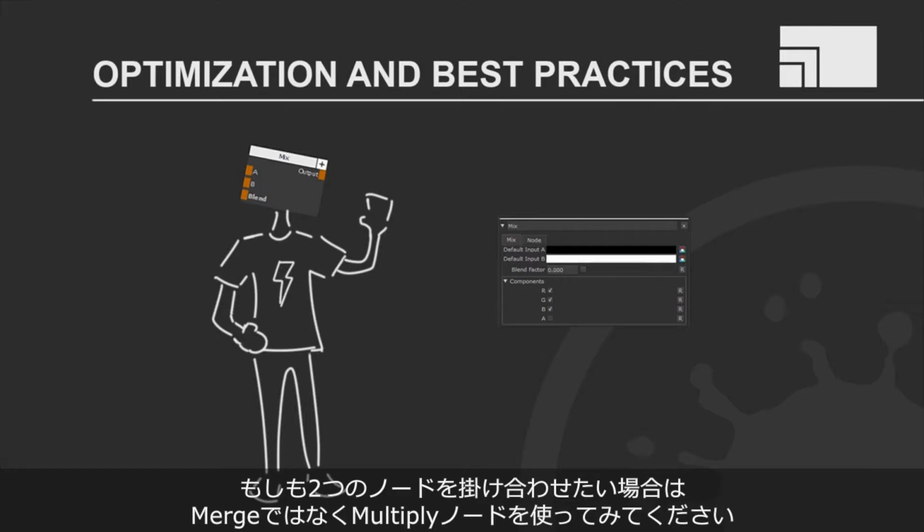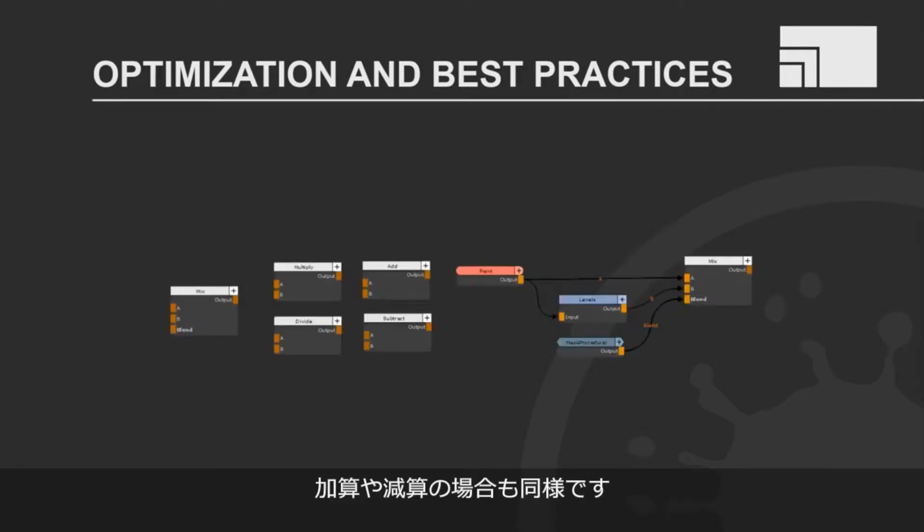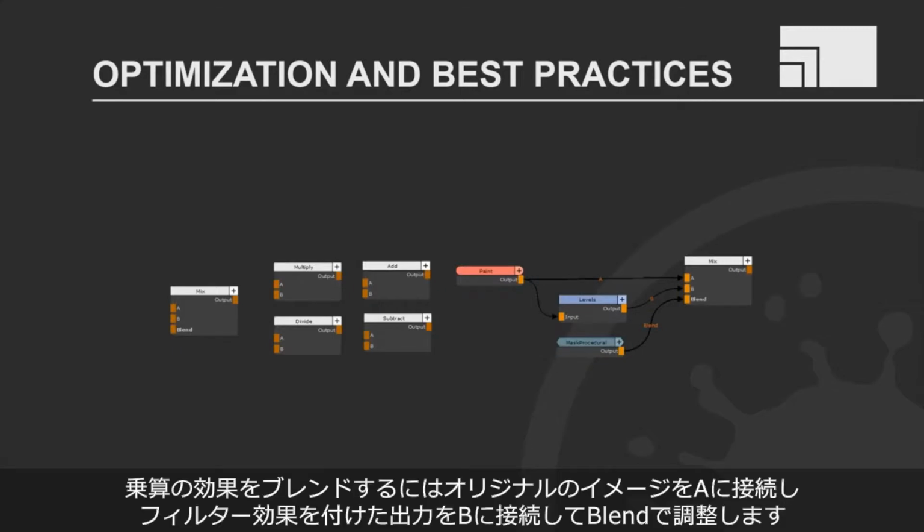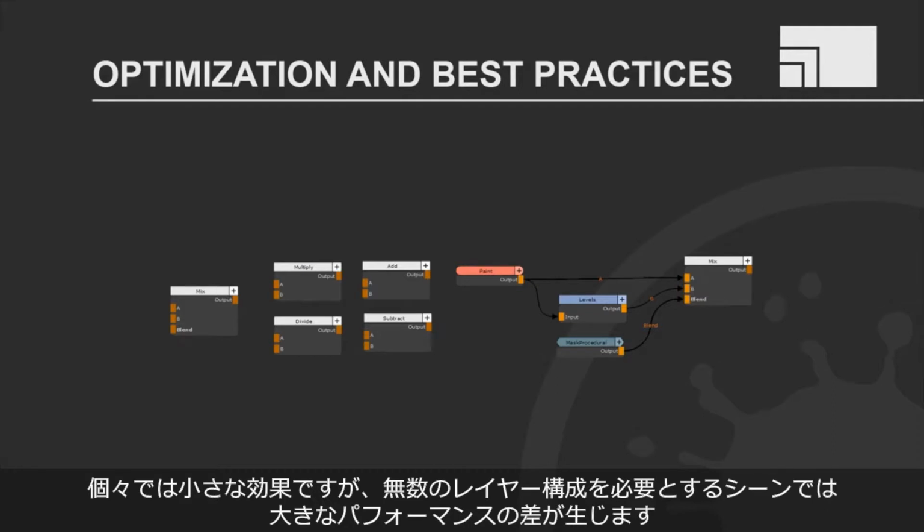If you want to multiply two nodes together, use a multiply node instead of a merge. The same goes for add and subtract. To blend the multiply result, plug the original image into mix A and the multiply into mix B and use the blend amount to control the multiply effect. This seems really small, but over the course of a project with 100 billion layers, it actually has a pretty big effect on performance.